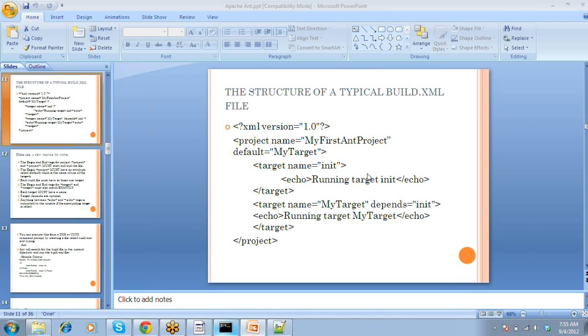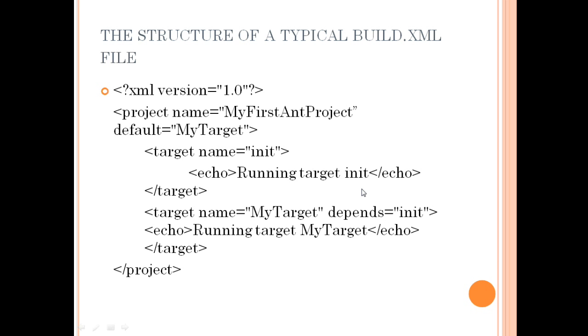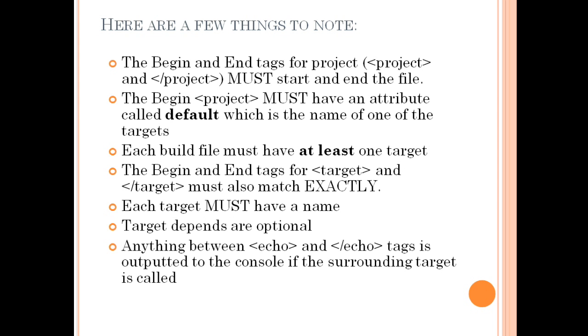So, quickly going through the structure of the build file. You are clear now that there is a project tag, that every project will have a default target, and a project can have multiple targets. A target can have multiple tasks. This is something that we have discussed. The begin and end tags for project must be at the start and end of the file. Every project node will have an attribute called default, which is the name of one of the targets. The execution will start from that target. That is the meaning. Each build file must have at least one target.